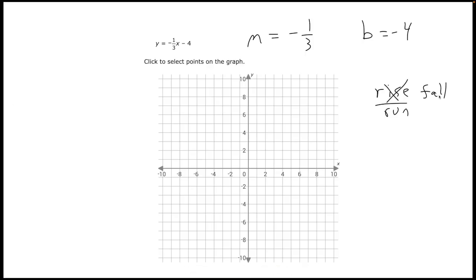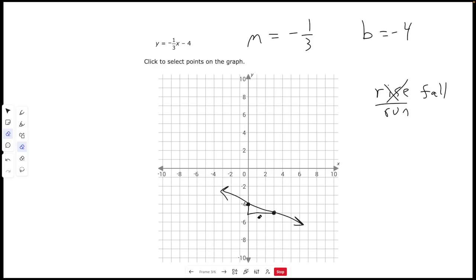So again, let's plot our y-intercept. That would be -4. So I put that on the graph. And now we keep our pencil there, and the slope is 1/3. So we're going to fall 1 and go to the right 3. So down 1, right 3, and our second dot will be right here. And now we just connect them with a line, and we are good to go.